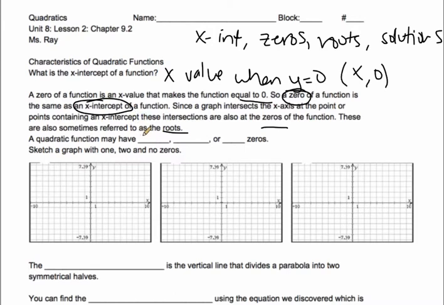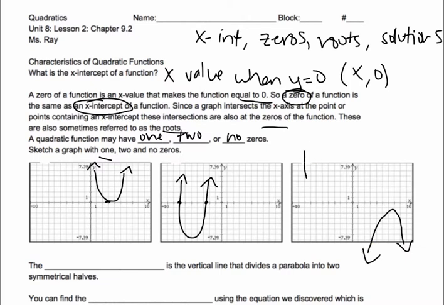A quadratic function may have 1, 2, or no zeros. Okay, so let's look at what that would look like. If it has 1 zero, that means it has one x-intercept. That means it's going to touch the x-axis only once. So it could look like this. That's if it has 1. If it has 2 zeros, that means it's going to cross the x-axis twice, like this, 1 and 2. And if it has no zeros, then that means it's never going to cross the x-axis, so it might look something like this. Or it could look something like this, where it will never cross the x-axis. So that's what that would look like.